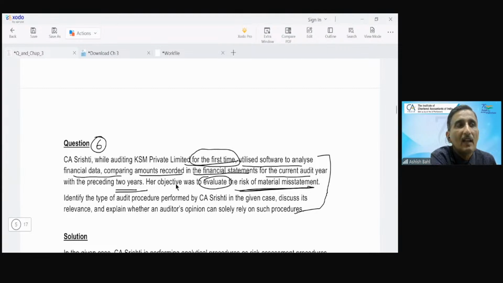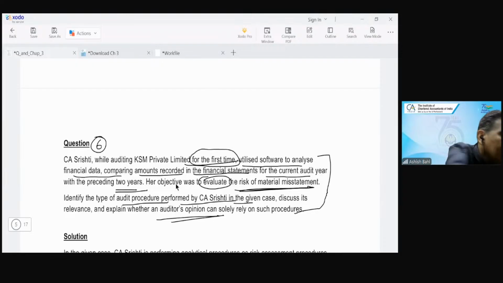So what was her objective? Her objective was to evaluate the risk of material misstatement. Identify the type of audit procedure performed, discuss its relevance, and also explain whether auditor can solely rely upon such procedures. Which kind of procedures are being performed? Yes, to identify and assess risk of material misstatement. So the hint is given in the question itself. So obviously she is performing risk assessment procedures.